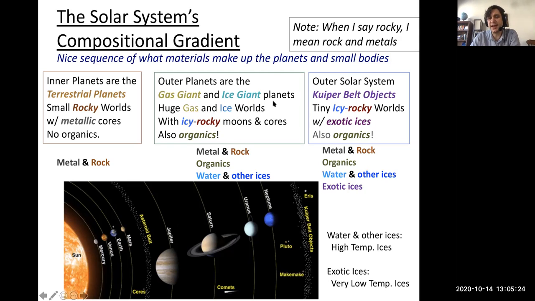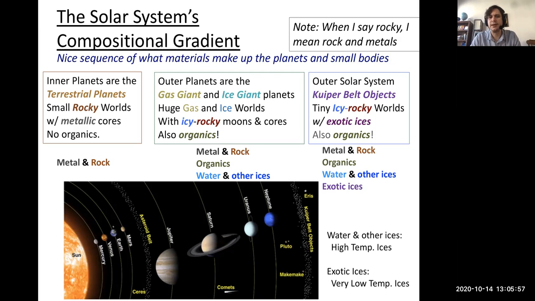And then by the time we get to the ice giant planets, not only do we have water ice, but we also have all these low temperature ices: methane ice, ammonia ice, CO2 ice, carbon monoxide ice, a whole slew of different kinds of ices that exist only at really low temperatures. And then we look at the moons of the ice giant planets and we see that yes, they are rocky, icy as well, but they have more low temperature ices. And yes, there are organic molecules there as well. I mean, methane ice is an organic molecule.